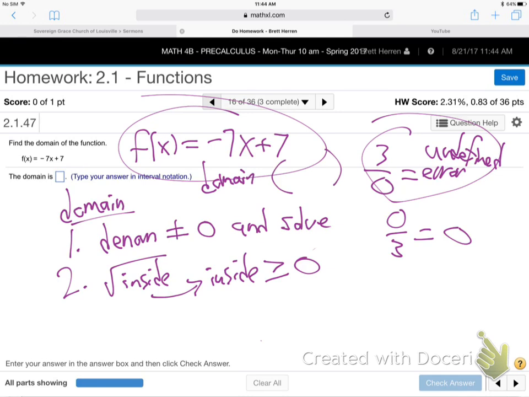How do you say everything in interval notation? Negative infinity to positive infinity. Yeah. All right, we're going to stop there.